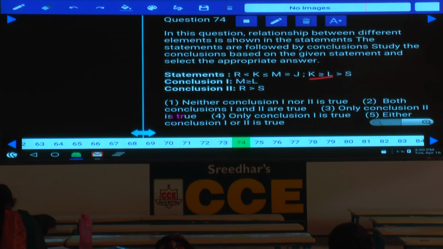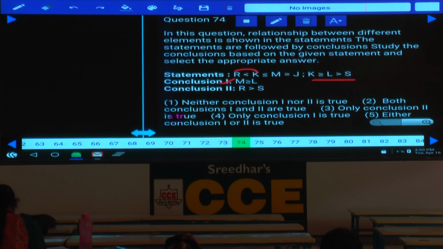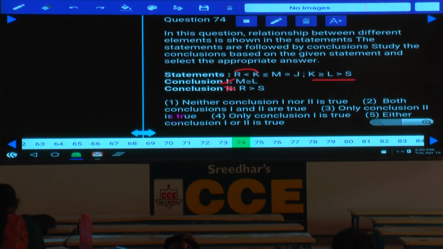Then question number 74, the relation between L and M. Now K greater than or equals to L. That means L is lesser than or equals to K. L lesser than or equals to K, K lesser than or equals to M. L lesser than or equals to M, M greater than or equals to L. Then the second one, the relation between R and S. Again the letter which is common is K. Between these two, R lesser than K. Now here between K and S, one greater than, one lesser than, two opposite symbols, no relation. Hence what is your answer? Only conclusion 1. Only 1 is true, that is choice 4.